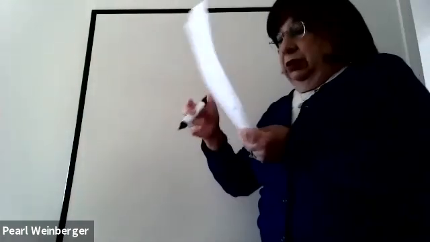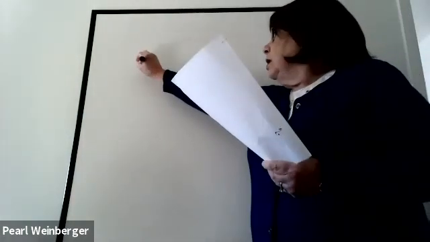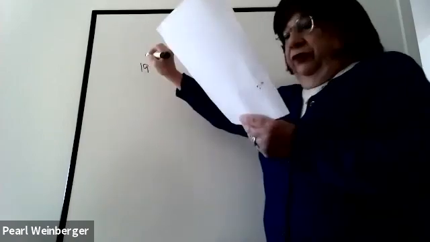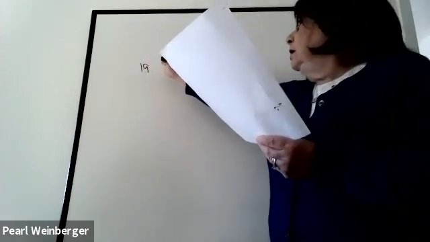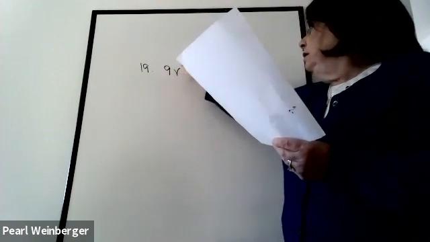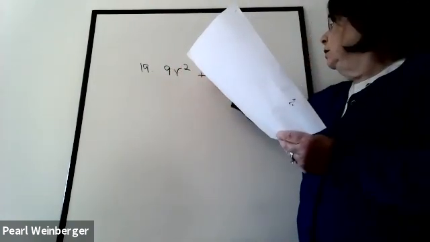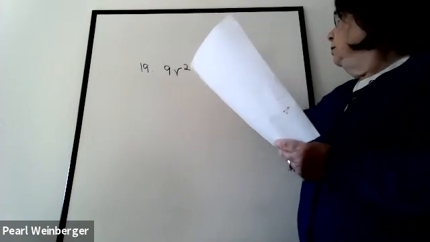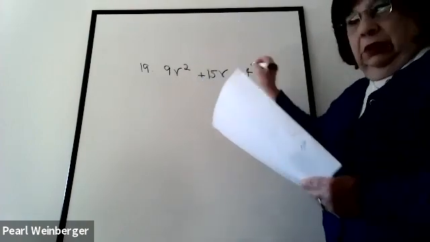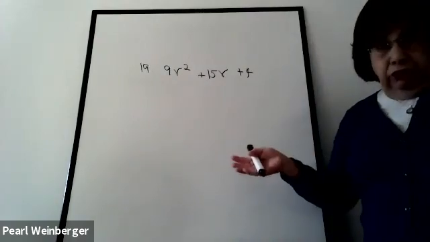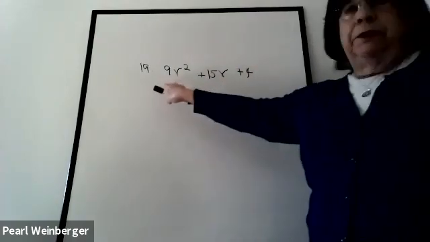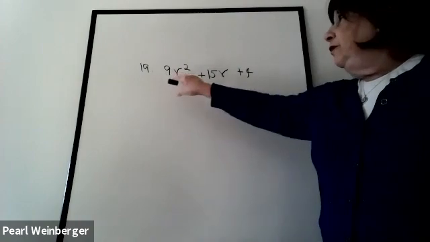So question number 19 looks like this. It says factor the trinomial 9r squared plus 15r plus 4. Now, this is a trinomial. Again, our first step is to try and find a common factor.